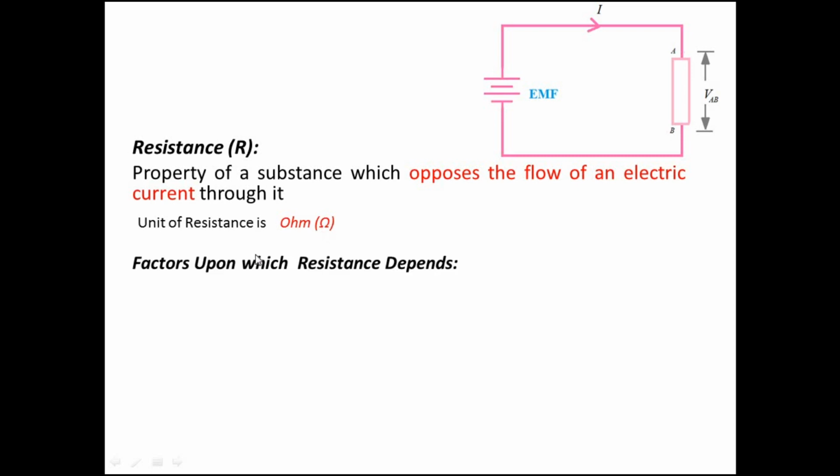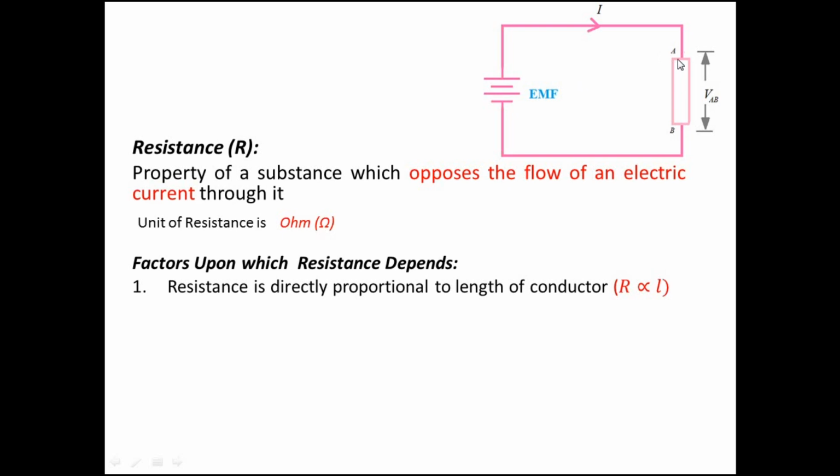Now we can discuss the factors upon which resistance depends. Firstly, resistance is the property by which the conductor opposes the current. So it is obvious that if the length of the conductor increases, the opposition will increase. We can say that resistance is directly proportional to the length of the conductor. If length is increased, resistance will increase. If length is decreased, R will decrease.